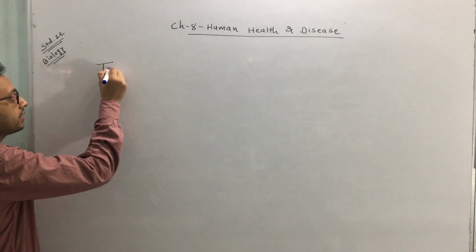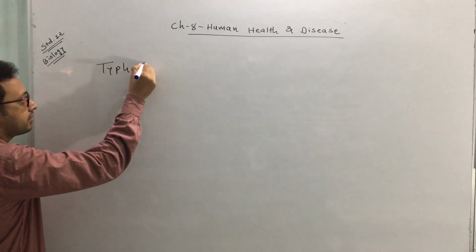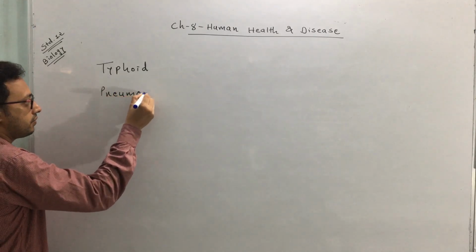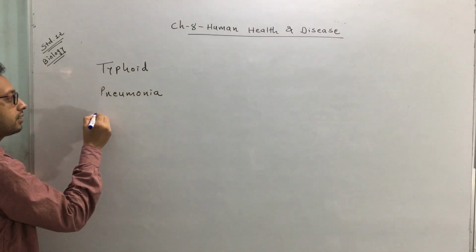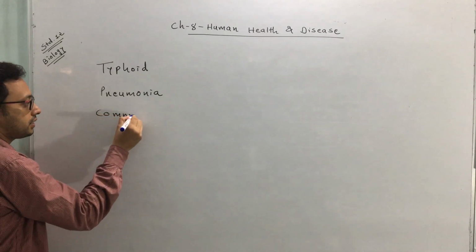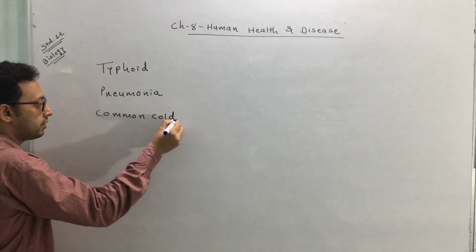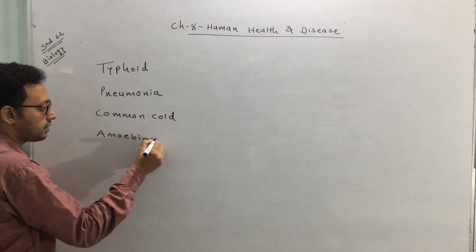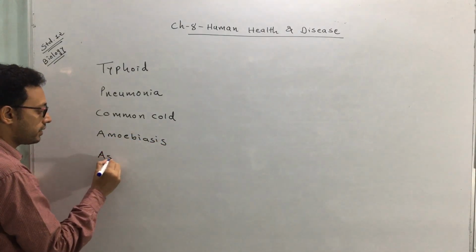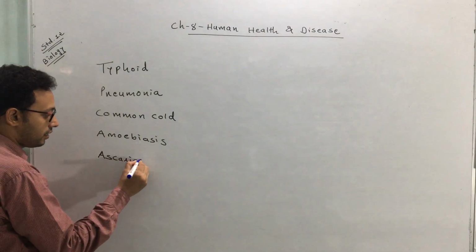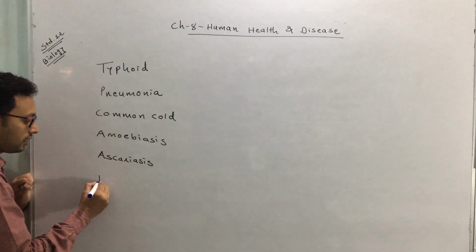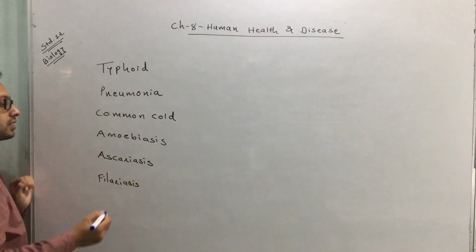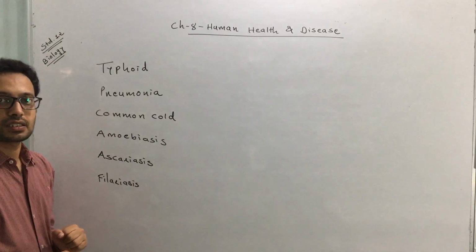We have discussed typhoid, which is caused by bacteria. Another one we discussed was pneumonia. The third one is common cold. The fourth one is amoebiasis. Next, we discussed ascariasis, and last, filariasis, or you can also call it elephantiasis.